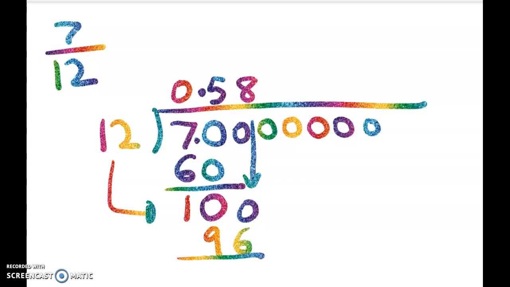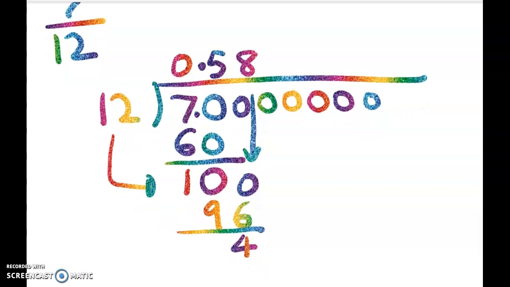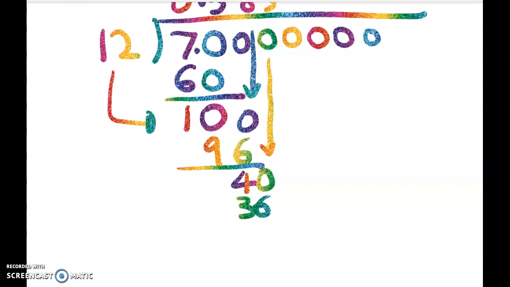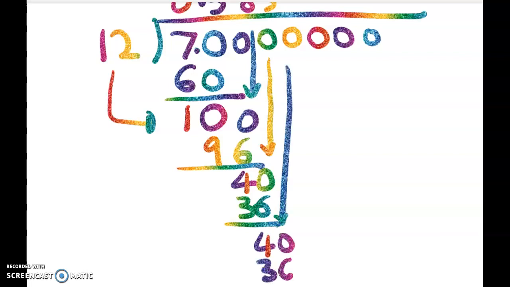So we subtract the 96 from the 100 and we're left with 4. 12 doesn't go into 4, so we pull down that 0. 12 goes into 40 3 times. 3 12s are 36, and we've got 4 left over. So we pull down another 0. 12 goes into 40 3 times.